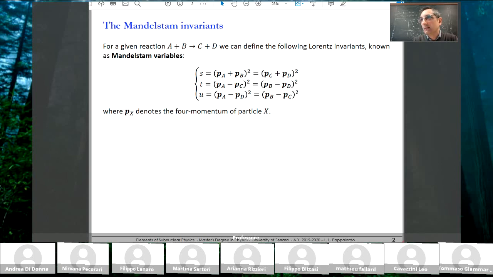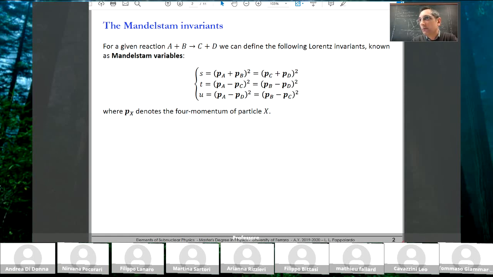S is given by the sum of the two four momenta of either the initial state or final state particles, squared. T is the difference between PA and PC or PB and PD, and U is the other complementary difference, PA minus PD and PB minus PC. Okay, so where each of these P is now the four momentum. It's not three momentum, but four momentum.